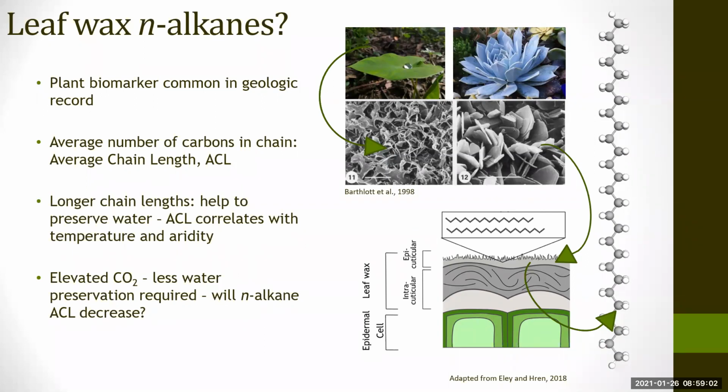The particular facet of n-alkanes I'm looking at today is the ACL, or the average chain length. And that's just the average number of carbons in your n-alkane chains that you find in a sample. So why might ACL say something interesting in the geologic record? And that's because of what n-alkanes do.